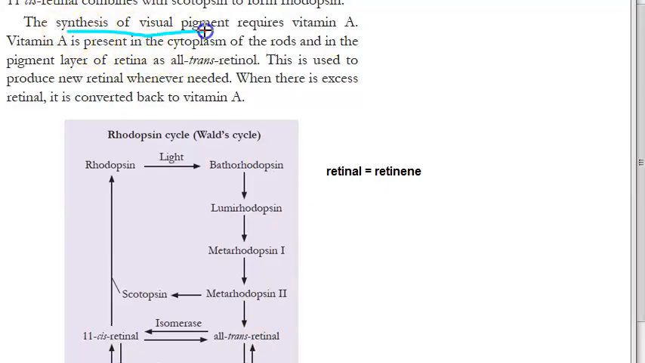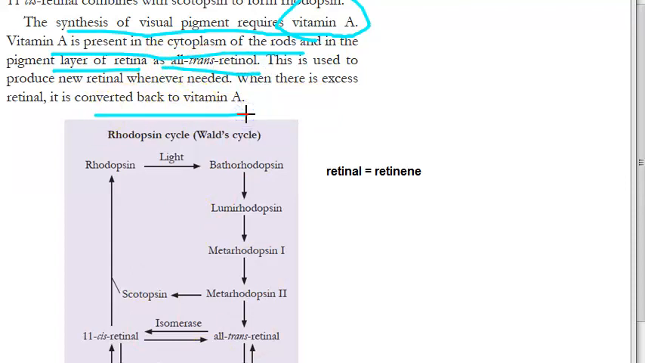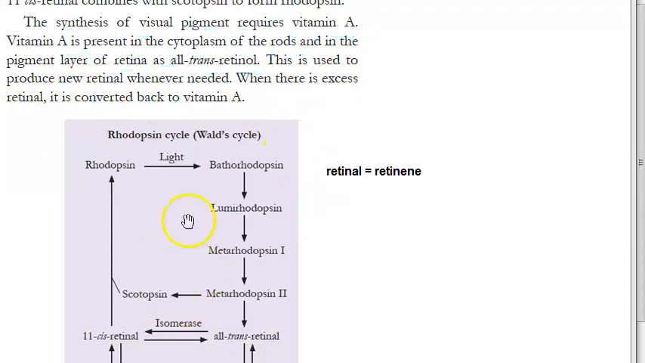The synthesis of the visual pigment requires vitamin A. So vitamin A is present in the cytoplasm of the rods, right? In the pigment layer of the retina. And in the pigment layer of the retina, you have all-trans retinol. So basically you are understanding, right? When there is excess retinal, it's converted back to vitamin A. So this is where that vitamin A secret comes.